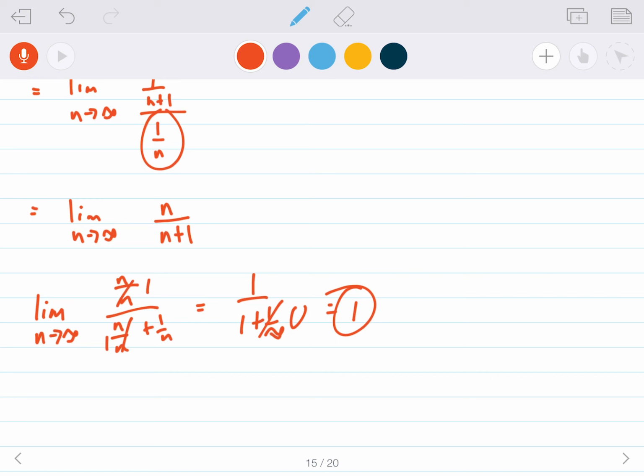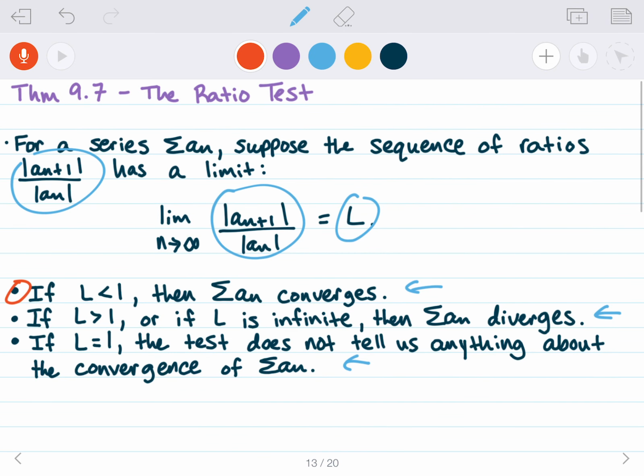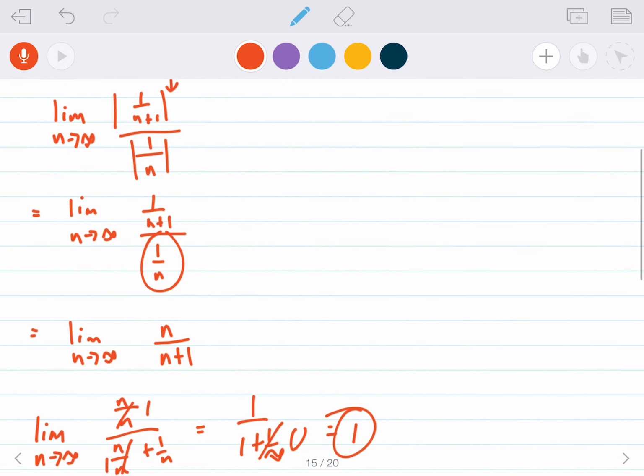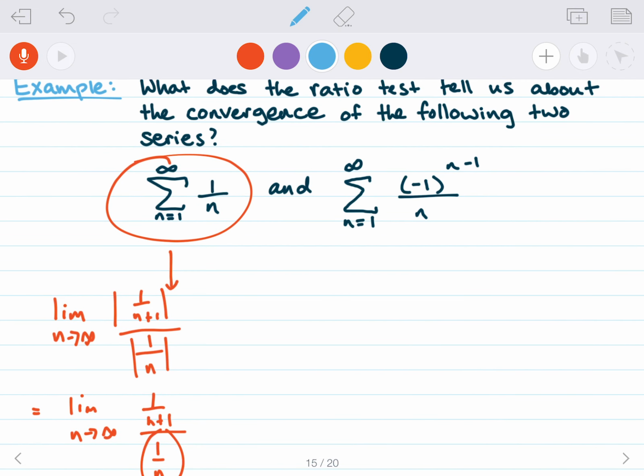So let's go back to the ratio test, what the criteria is. Well, look, this third bullet applies because here our limit is 1, and therefore the test doesn't tell us anything. That's unfortunate, but we know it diverges. So the point is that, yes, you can use the ratio test, but sometimes it's not going to give you any information that's useful. So therefore, the ratio test tells us nothing. Okay, so the ratio test is useless. Let's look at this guy.